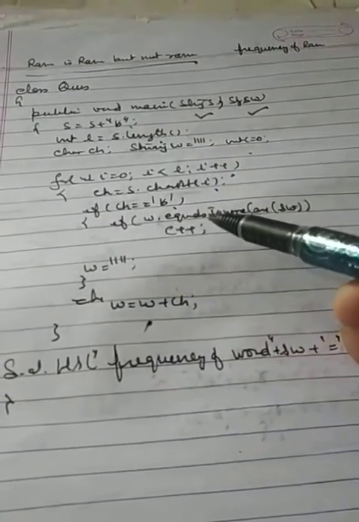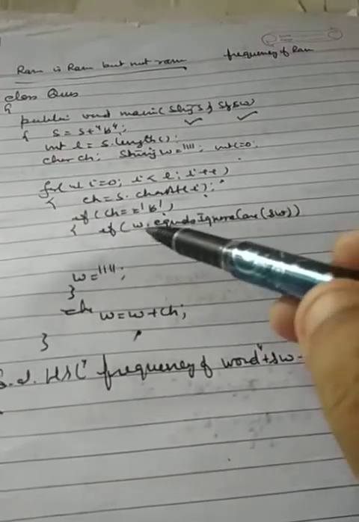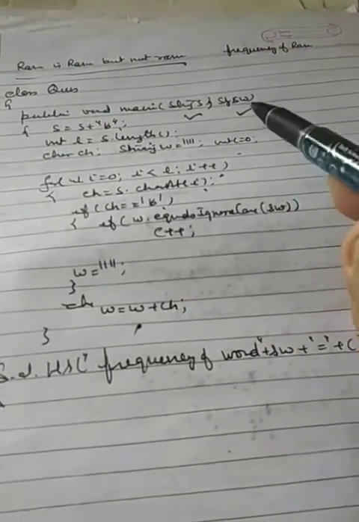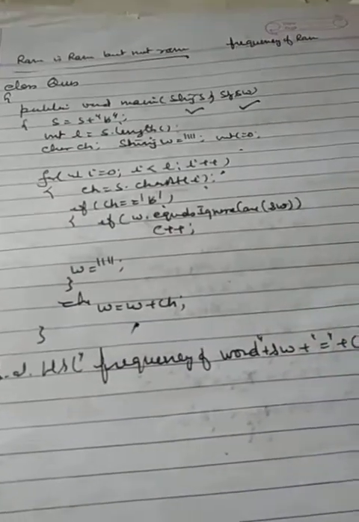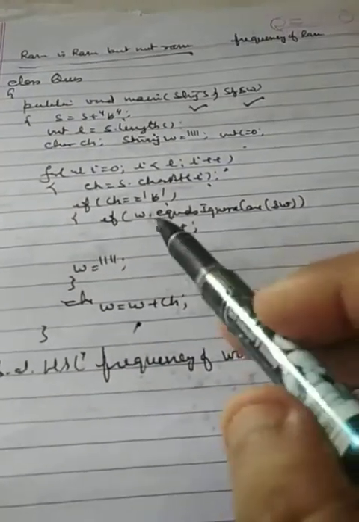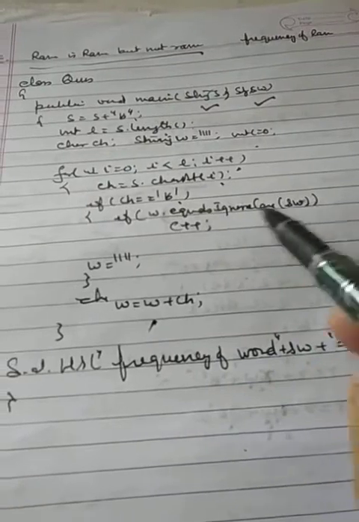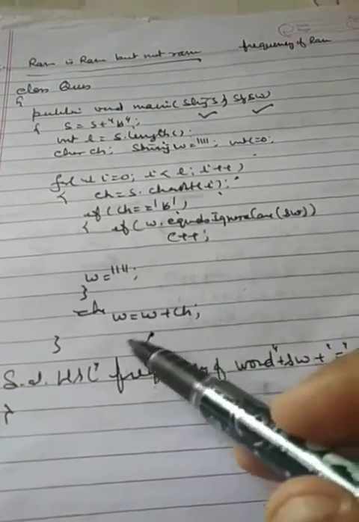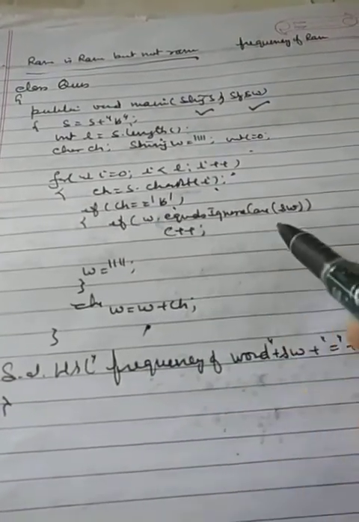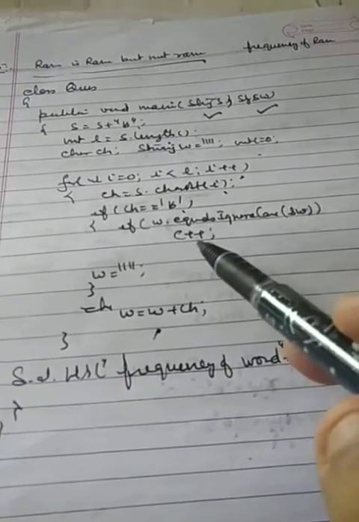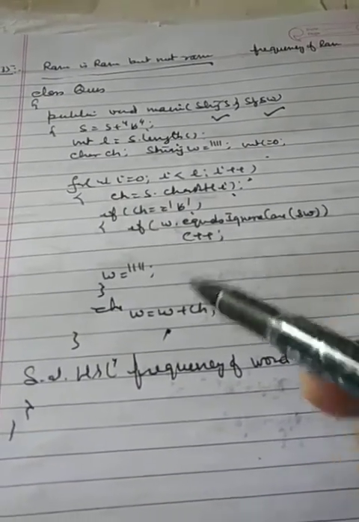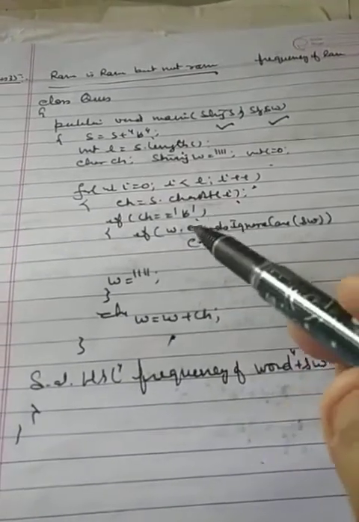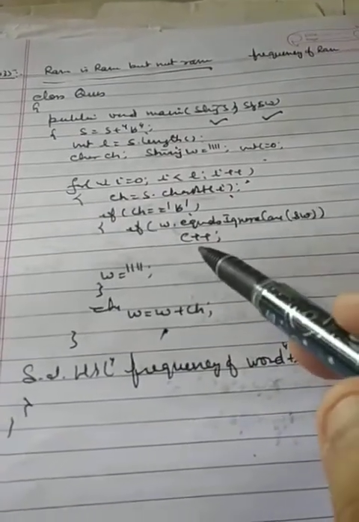If W dot equals ignore case SW, if W is equal to the word you are looking for, then c++. That means that is the word you are looking for the frequency. If W dot equals ignore case SW, c++. The next word you will get is not equal to Ram, so there will be no increment in c. Next word is again Ram, equal to Ram, c will be added, c will become 2.